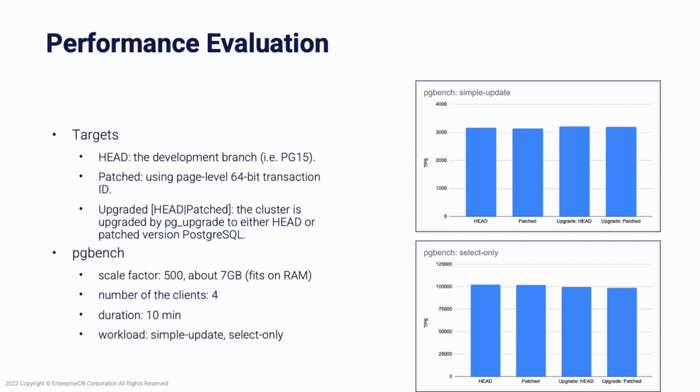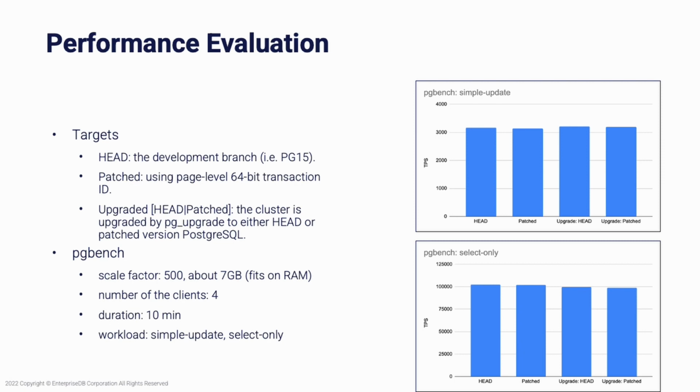So there are 4 targets. The head is the current development branch, that is PG15, and the patch is this 64-bit transaction ID idea. The upgrade head and upgrade patch are the same as the head and the patch, but the cluster was initialized by PG14 and upgraded by pg_upgrade after populating the tables. I used pgbench, the scale factor was 500, and the database size was about 7 GB, which fits in shared memory.